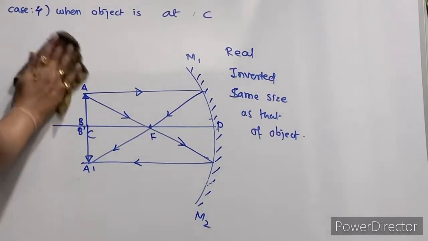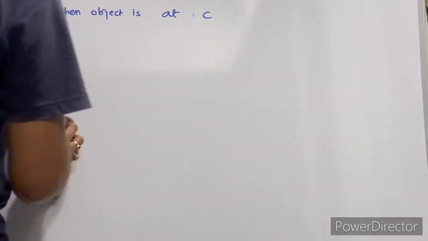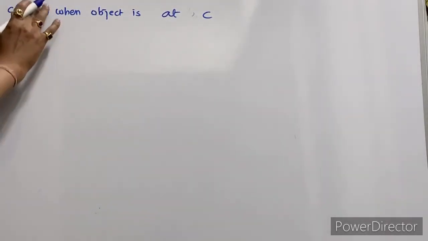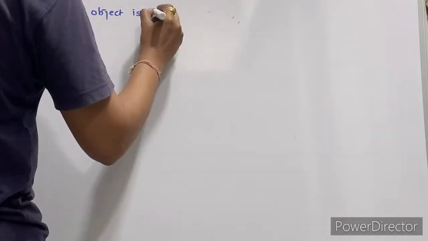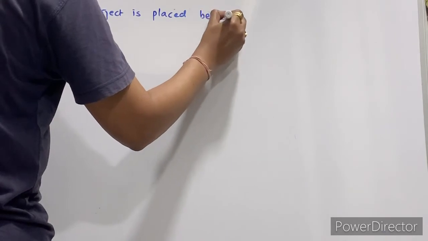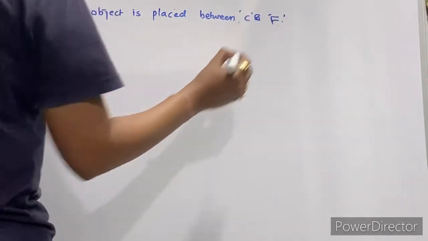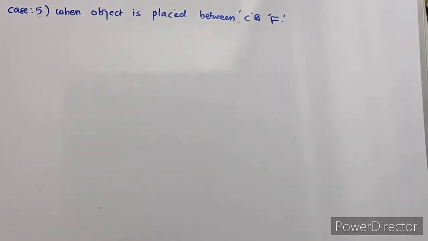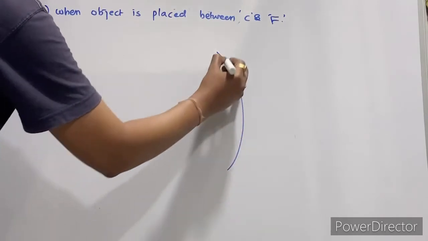Now we'll go with the next, case number 5. When the object is placed between C and F, between the focus and the center of curvature. So here will be the concave mirror.